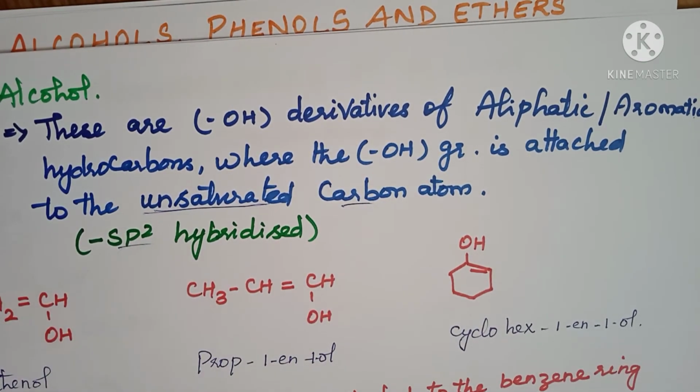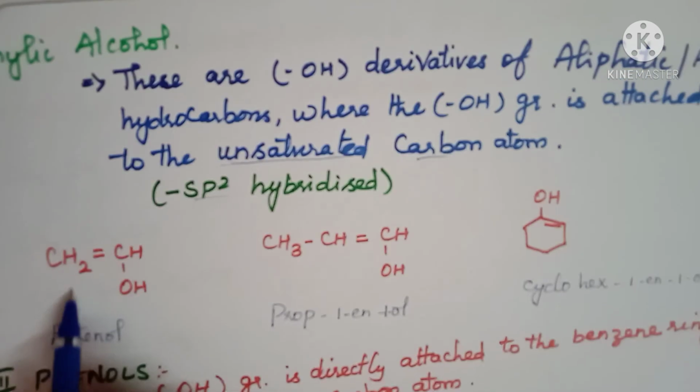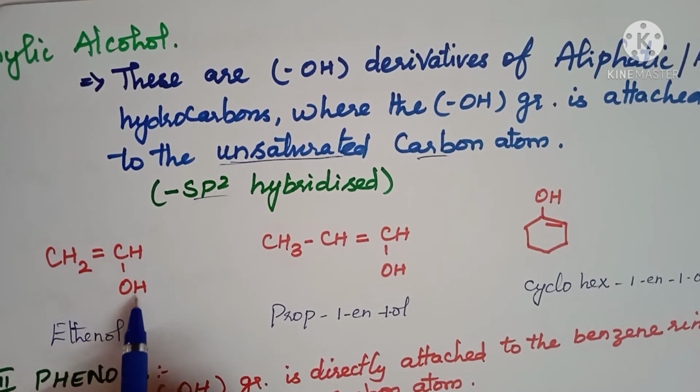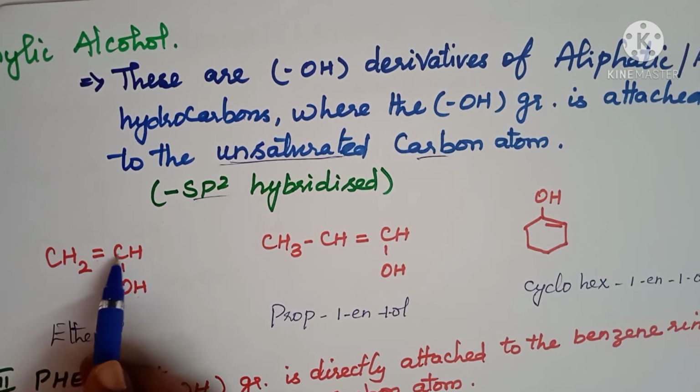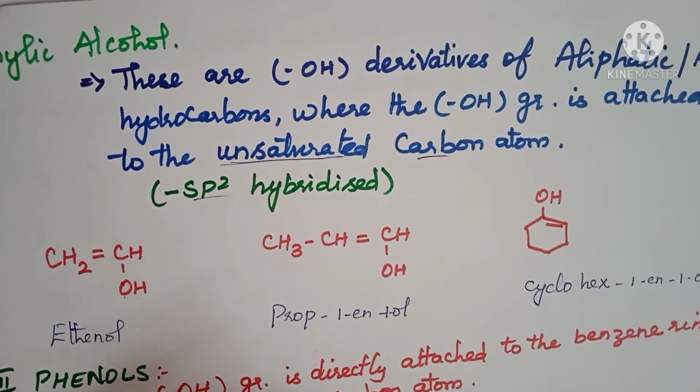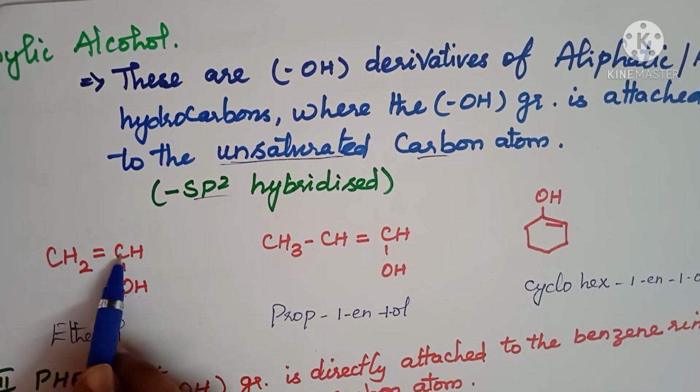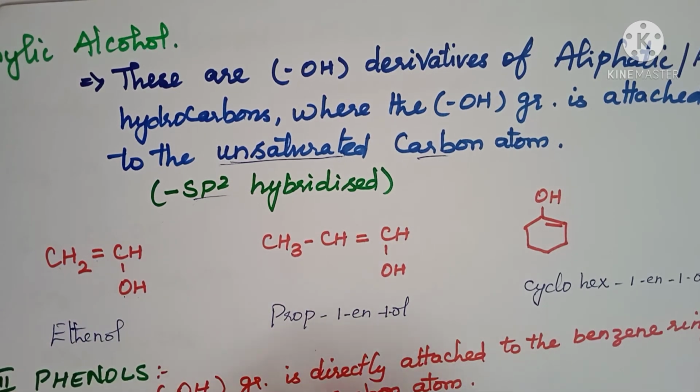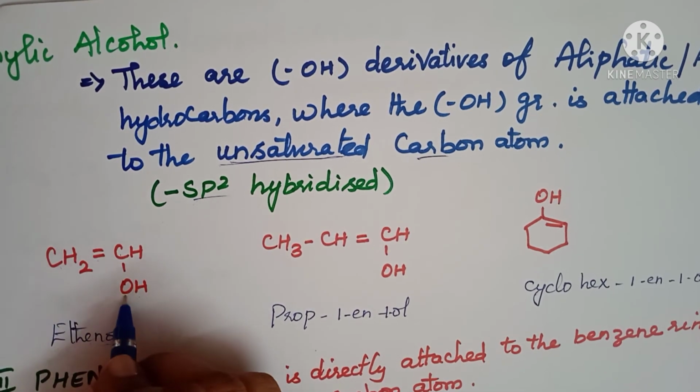So sp2 hybridization, how can you identify? A double bond should be there, whether it is aliphatic or aromatic. Now, for example, CH2=CHOH. See, next to the double bond, the carbon has OH attached. But in allylic alcohol, a double bond is there, but where the OH group is attached is the point. Here, what is the name? Two carbons only. Ethene. So what is it? Ethenol. So that is the way you can name it.